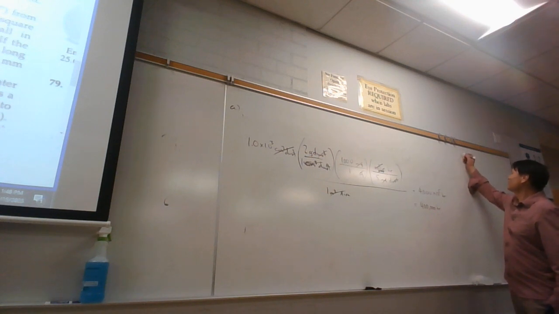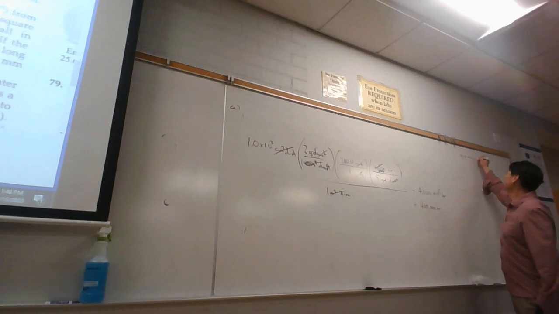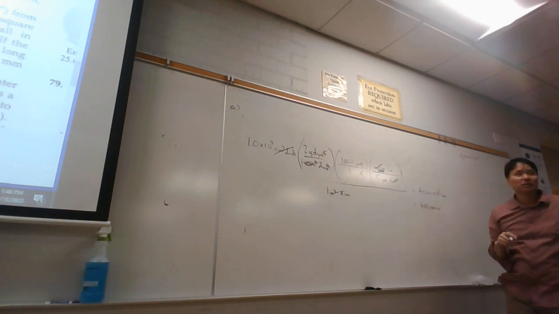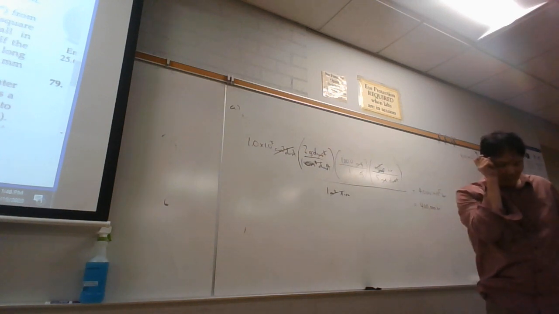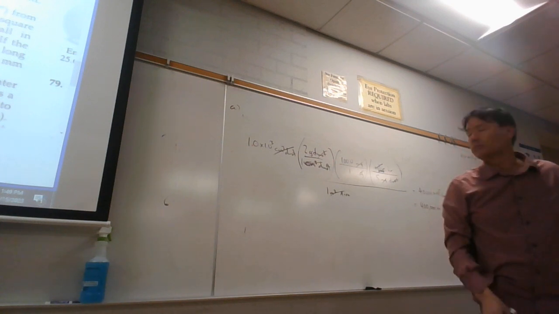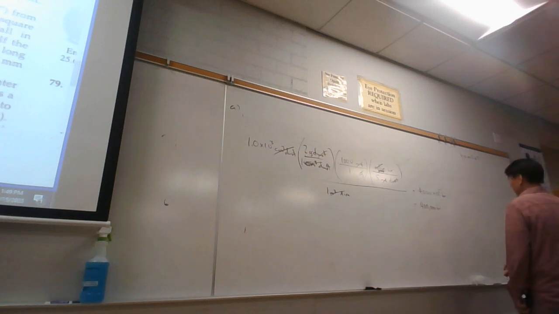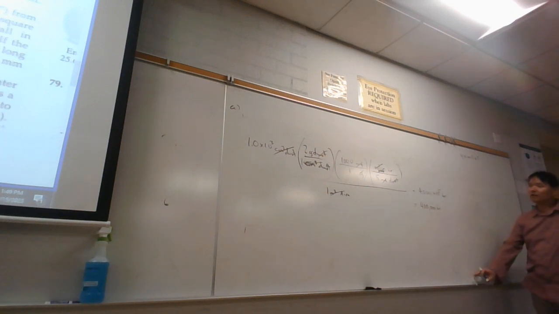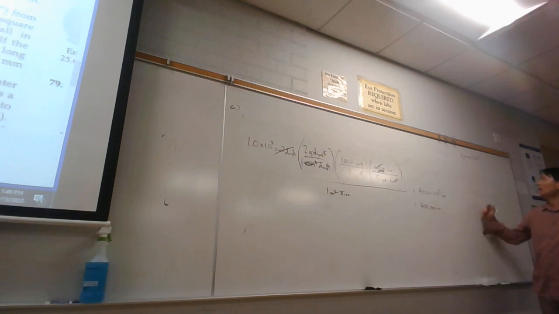Do you remember this equation? Q is equal to mc delta T. Do you remember that? Yeah. There are two things we could do. One is we could solve things using dimensional analysis like this. Or we can use an equation.